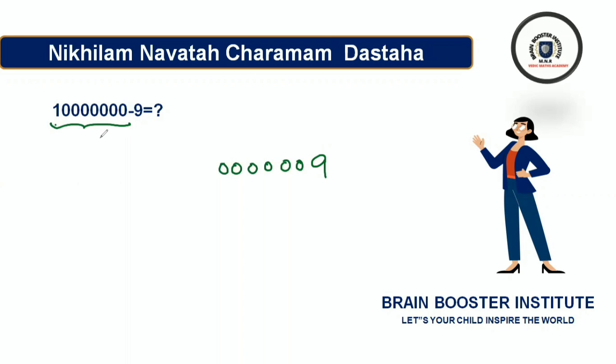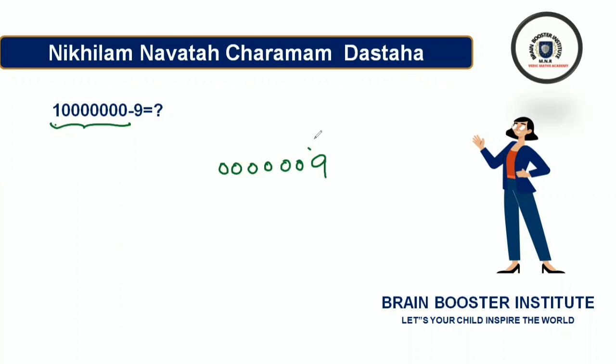6 zeros. Why? Because there are 7 zeros here, we need to write the 6 zeros here. Why? Because by subtracting 9 from this, we get a 7-digit number. So, my dear teachers, we need to put 6 zeros here, and then we can apply our technique. What is our technique?